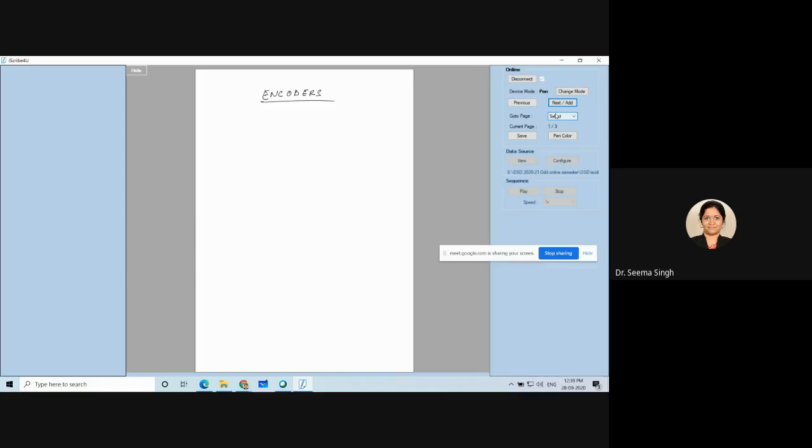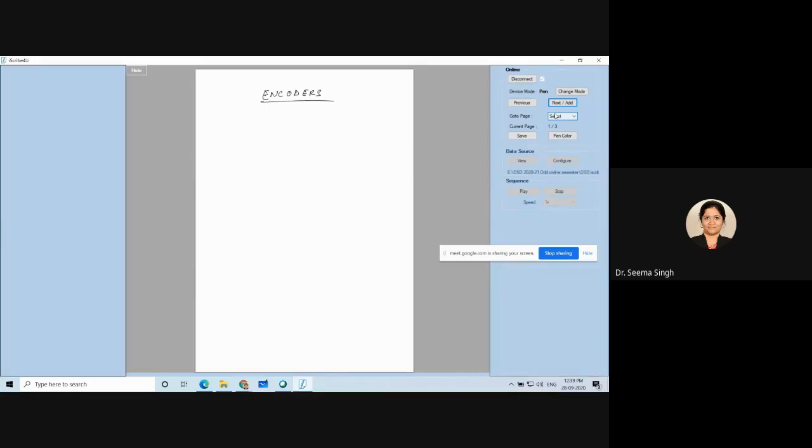So less input, more output. You used to have 2:4 decoder. So decoder used to be 2:4 or 3:8. So you used to have less number of inputs and more number of outputs. That was decoder. So it was decoding the data.